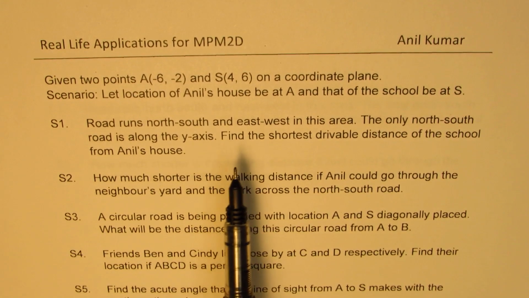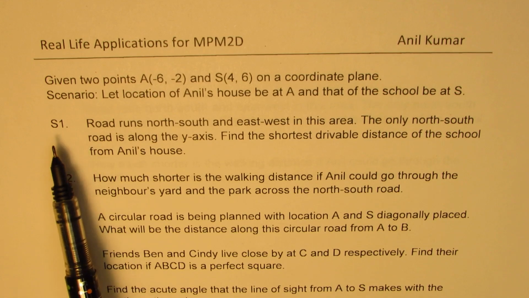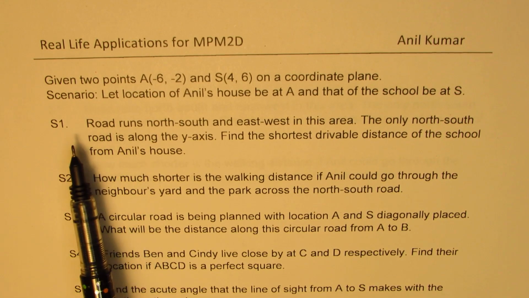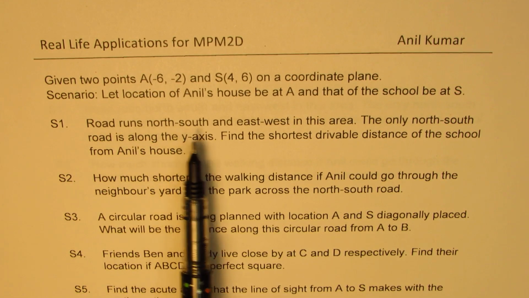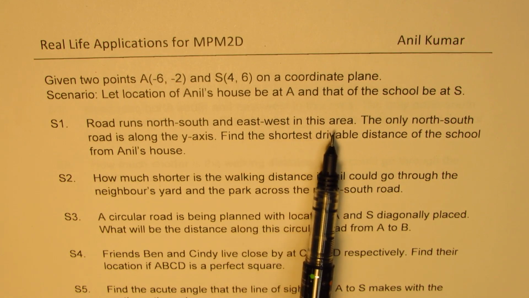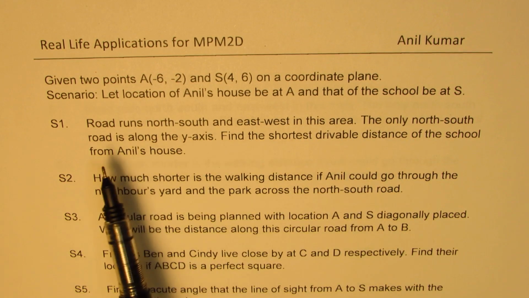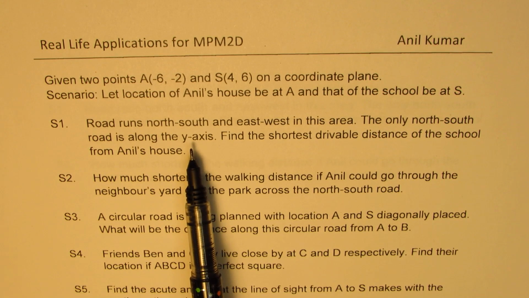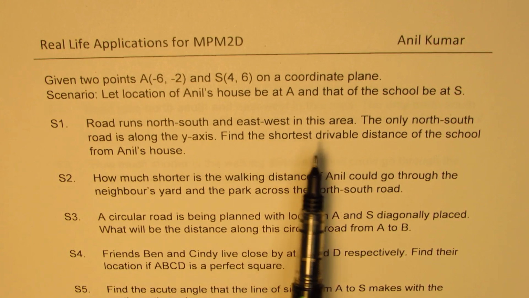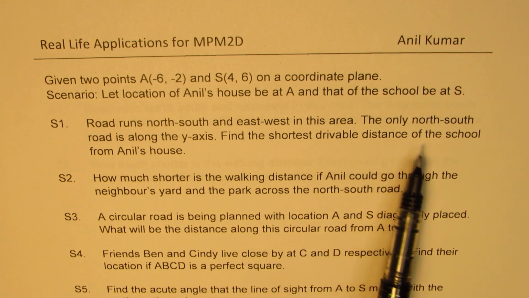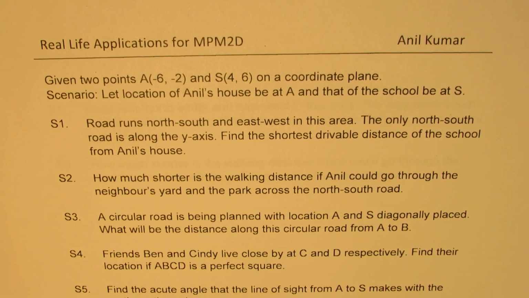So to build the scenario, I've defined some more things here. Roads run north-south and east-west in this area. The only north-south road is along the y-axis. Find the shortest drivable distance of the school from Anil's house, right?